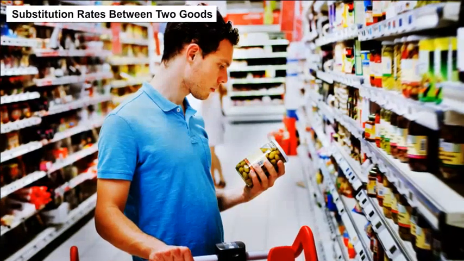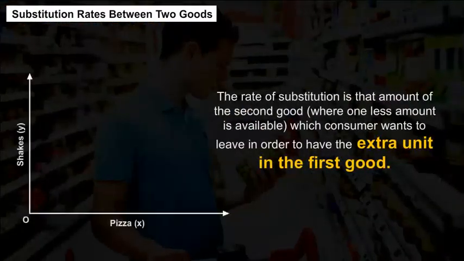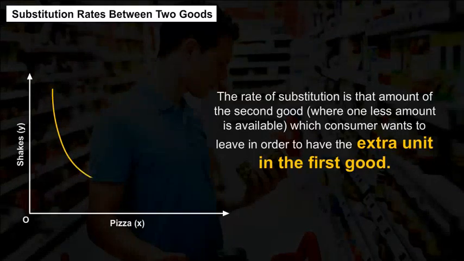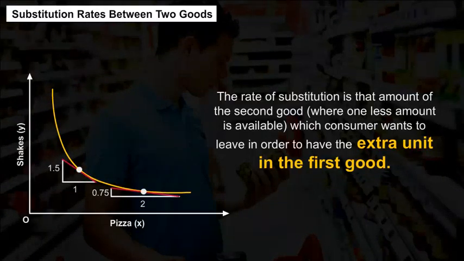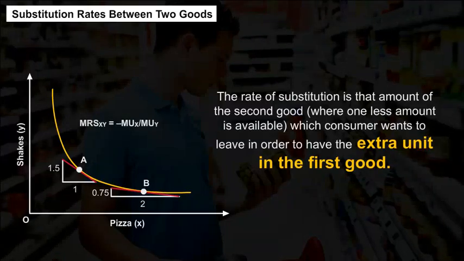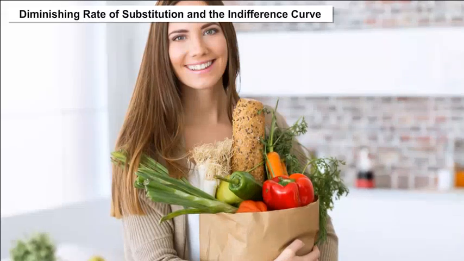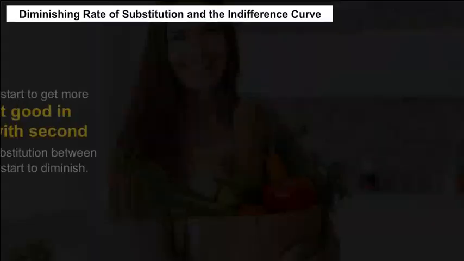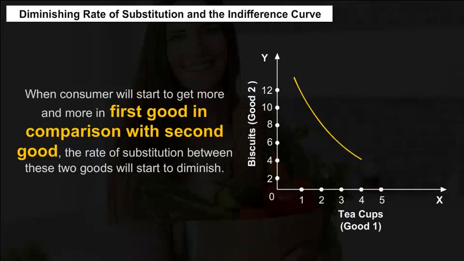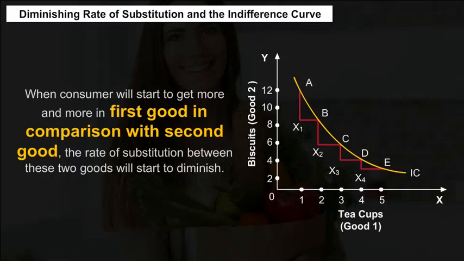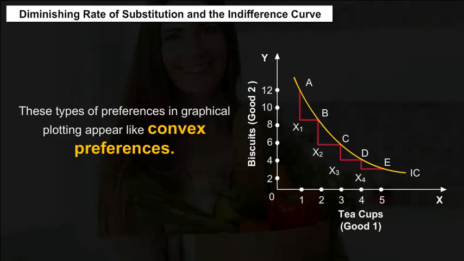Substitution rates between two goods. The rate of substitution is the amount of the second good that the consumer is willing to give up in order to have an extra unit of the first good. Diminishing rate of substitution and the indifference curve. When the consumer starts to get more and more of the first good in comparison with the second good, the rate of substitution between these two goods will start to diminish. These types of preferences appear convex in graphical plotting.